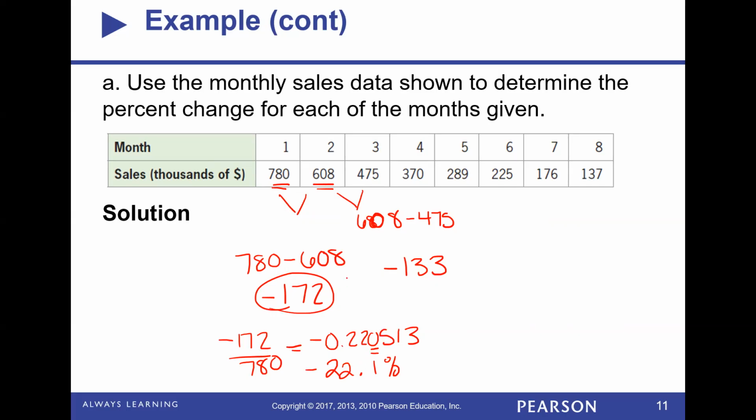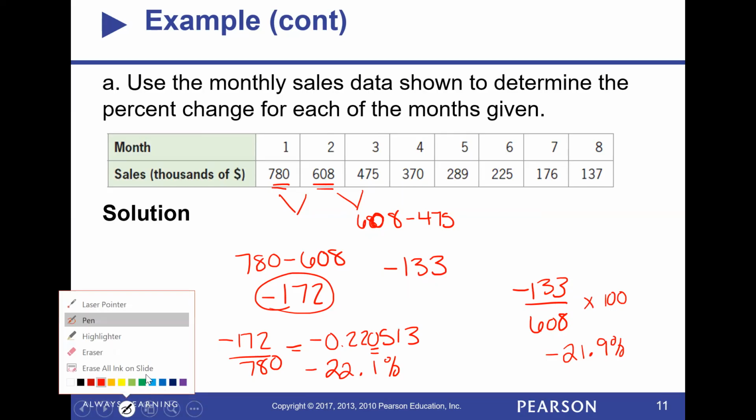So basically a negative 22.1%. Now, we did this kind of with the other one here. We got this negative 133. So I'm going to take that negative 133 and divide it by 608. Again, taking what was originally there at the beginning of that second month and how much it decreased to get to the next month. What is that percent change? When I do that division and then multiply that answer by 100, that gives me basically a negative 21.9%. Okay. And that is my percent change for that one there.